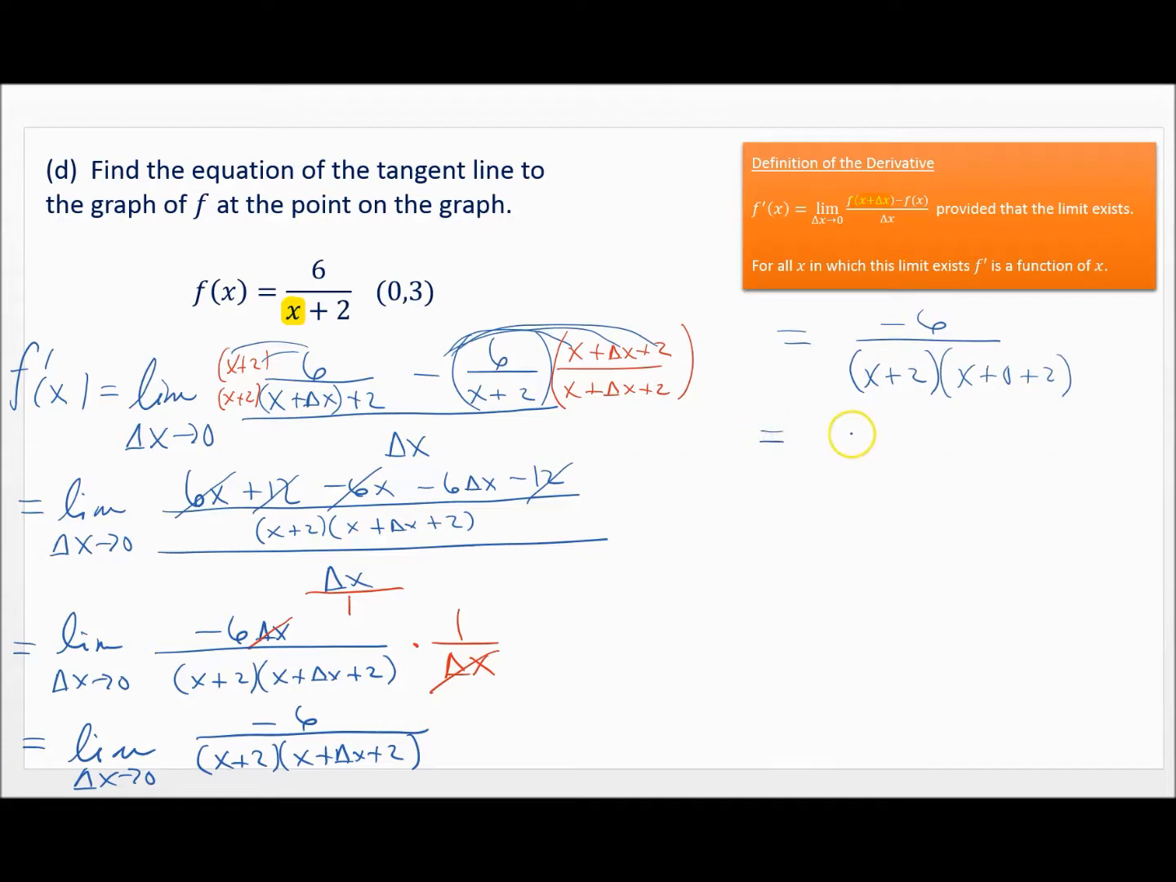Okay, so I have -6 over x plus 2 squared. Do you see that? Because this is x plus 2. This is as well when we add the 0 plus 2 together. This is my derivative. That is f prime of x.